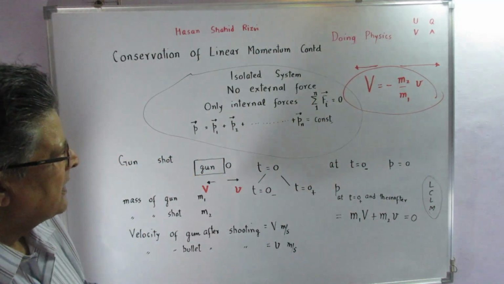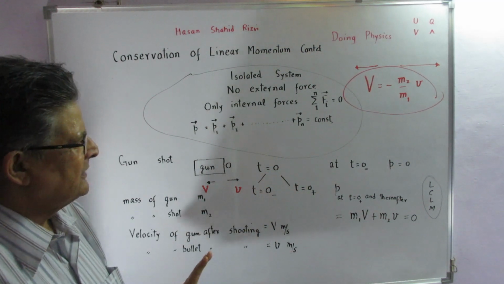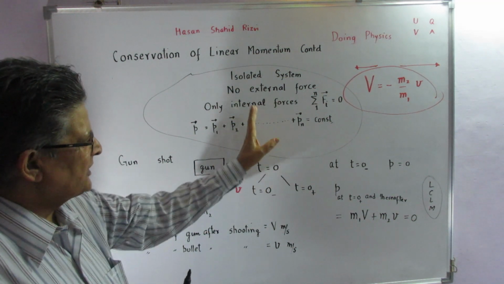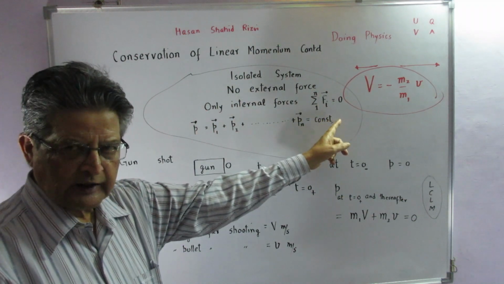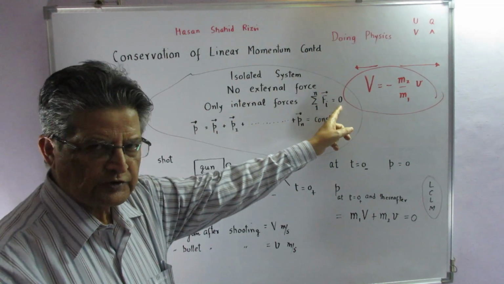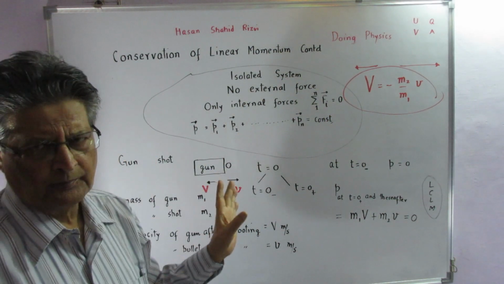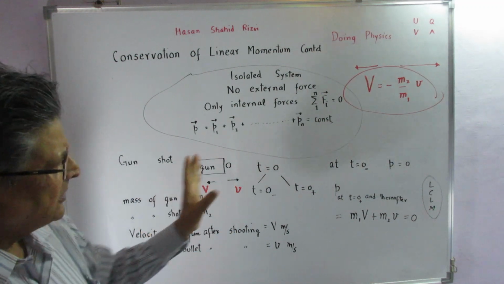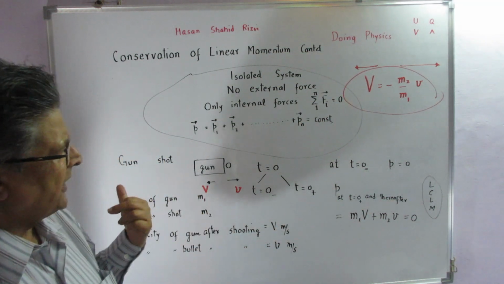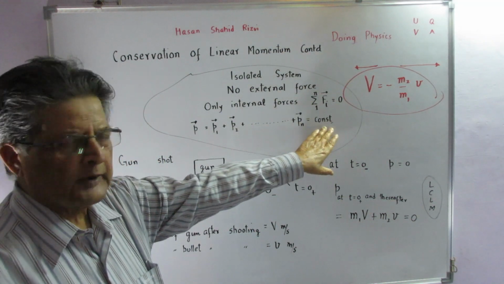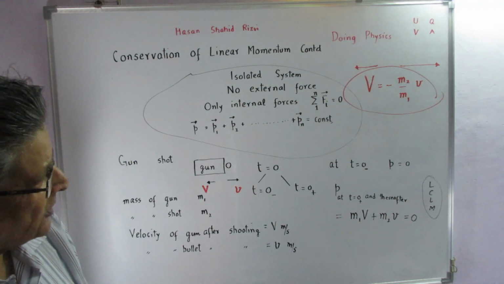So next, try to understand. The nuances are as follows. There is no external force, only internal forces are there. Sum of those internal forces is 0, and the momentum is whatever is constant. Could be 0, could be non-zero, could be positive, could be negative, but it will be conserved. Okay. So conservation of momentum, a very, very important item.